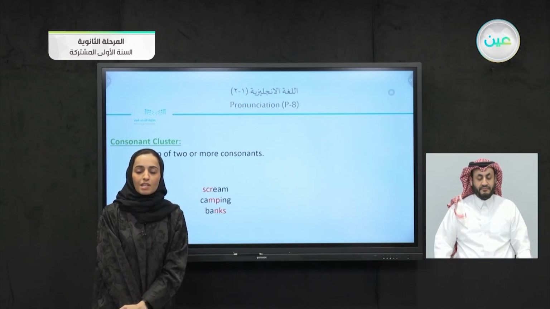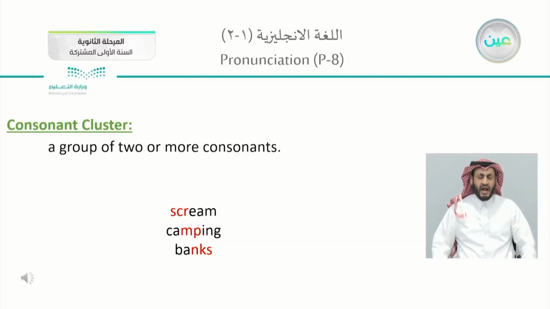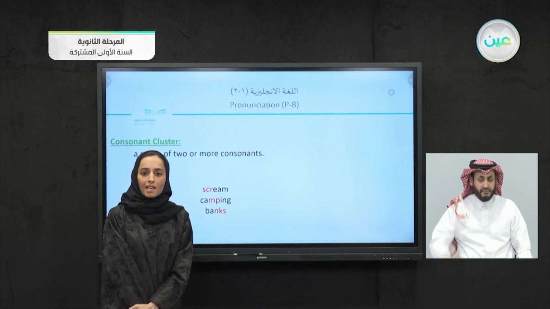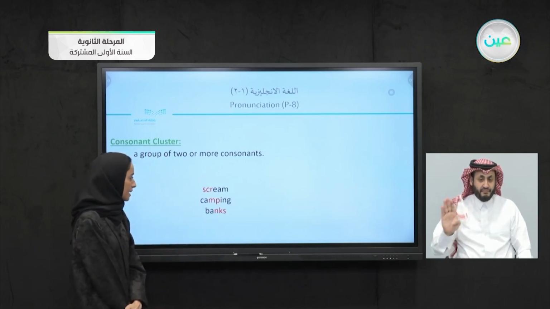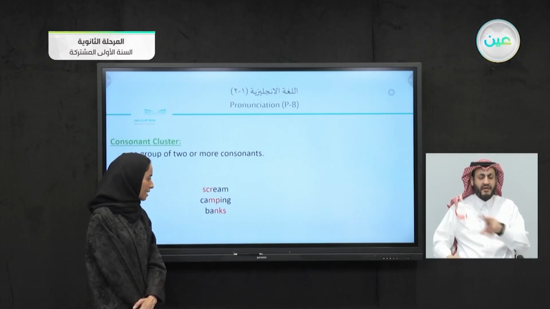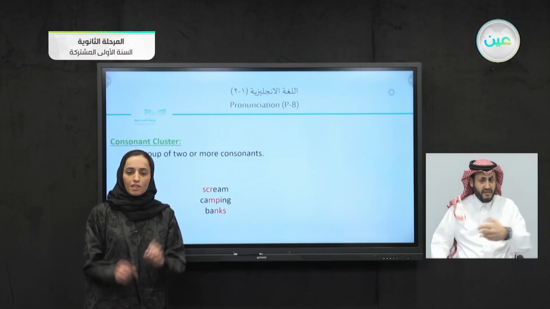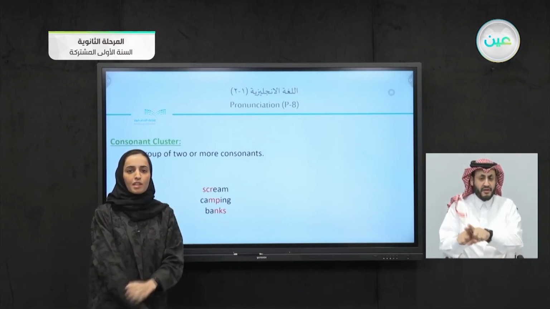Now I want you to listen and notice the consonant clusters. Notice the sounds that are highlighted here in red. Let's listen together. Scream. Camping. Banks. As you have noticed, we have three sounds in scream, S, K, and R. In camping, we have the M and the P cluster, and in banks, N, K, and S sounds. They are clustered one after the other.